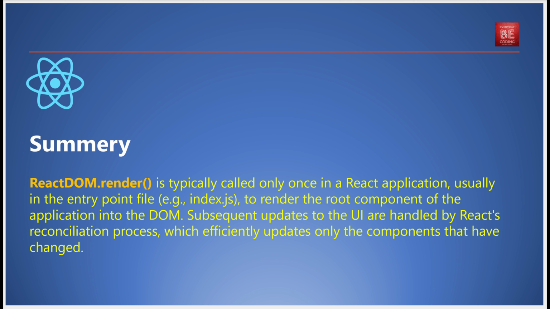In summary, ReactDOM.render is a powerful method in ReactJS that enables the rendering of React elements into the DOM. It takes two arguments, the element to render and the DOM container, and is typically called only once in a React application. Subsequent UI updates are handled by React's reconciliation process, ensuring efficient performance. So, whenever you marvel at a beautifully rendered ReactJS application, remember the role of ReactDOM.render. It's the silent hero behind the scenes, turning code into interactive, dynamic user interfaces.